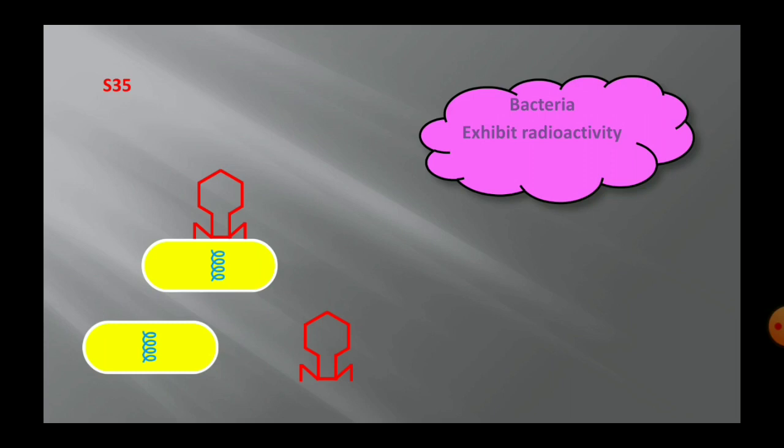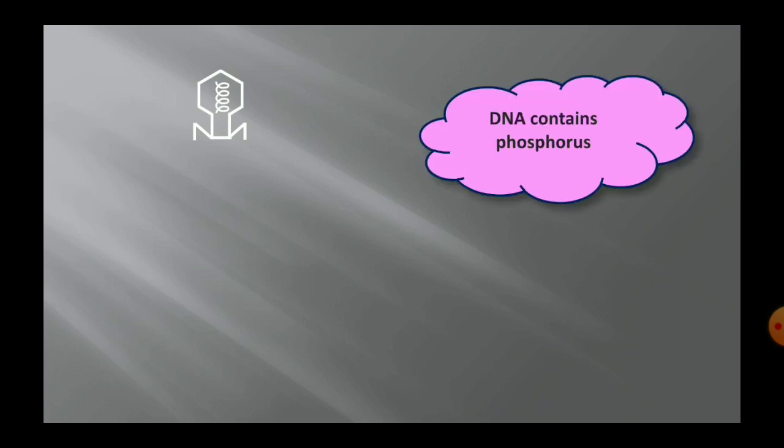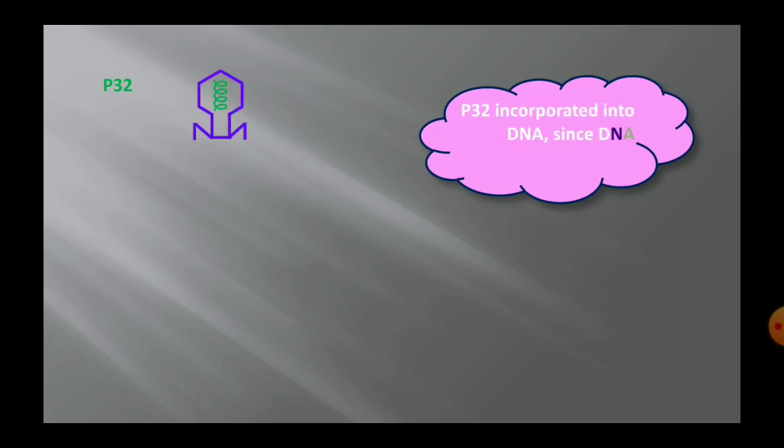So in the supernatant they exhibit radioactivity, whereas in the bacterial cells you don't find any radioactivity, because proteins do not enter into the bacterial cells. In the second experiment, the other T2 bacteriophages were cultured on a medium containing P32. The T2 phages in a medium of P32. So P32 is incorporated into the DNA, since DNA contains phosphorus but not sulfur.